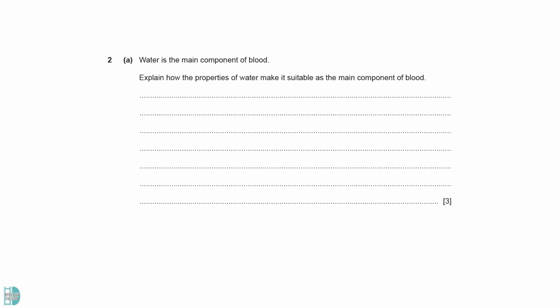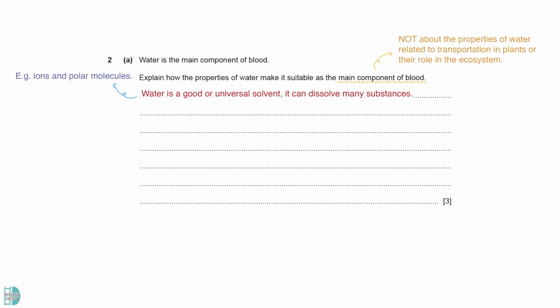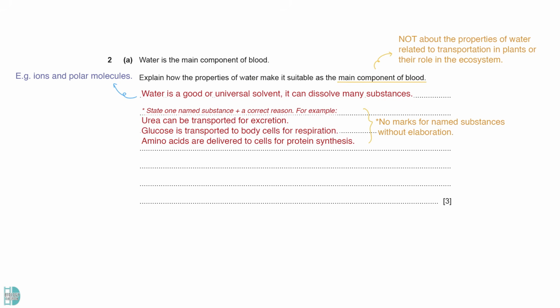2A wants you to explain how the properties of water make it suitable as the main component of blood. This question wants you to focus on the blood. So, do not discuss the properties of water related to transportation in plants or their role in the ecosystem. Water is known as the universal solvent. It can dissolve ions and polar molecules, allowing them to be transported in the bloodstream. You can get the second mark by stating the transport of a named substance for a correct reason.